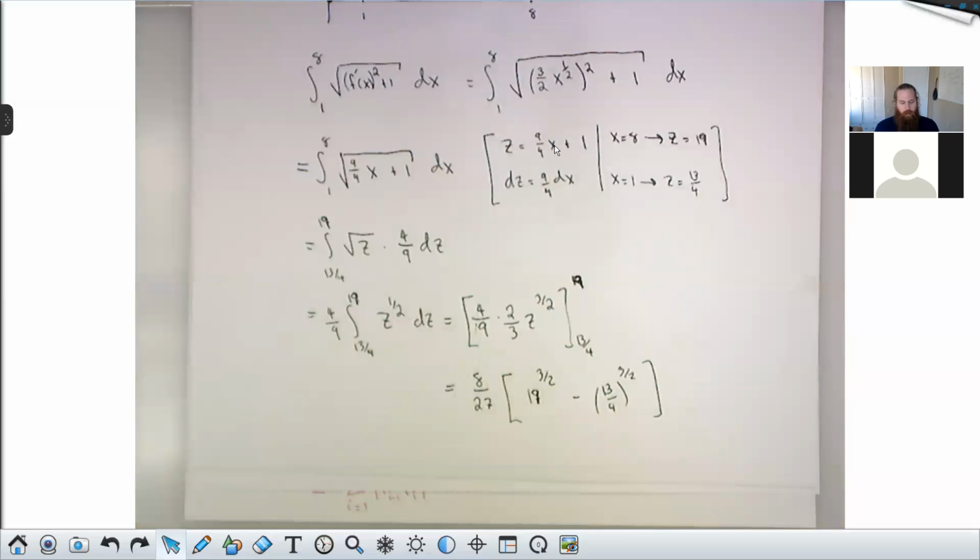Other questions or comments on this fellow? Tanji was right. When I computed this upper bound, when I changed the bound, I made an arithmetic error. It should be a 19, not a 17.